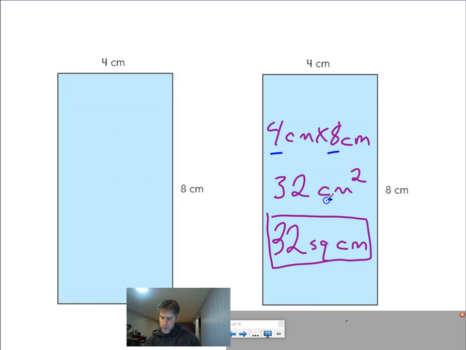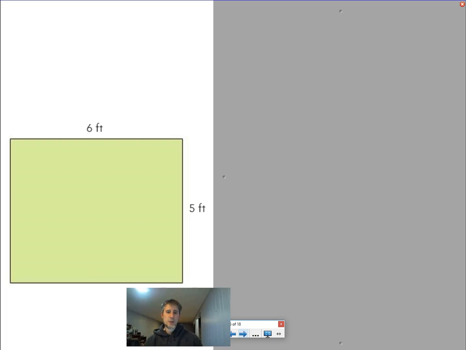The centimeters are being multiplied. That's where the little 2 comes from. 32 centimeters squared, or the same thing, 32 square centimeters. And our last one that we're going to be looking at, what would you put for this?